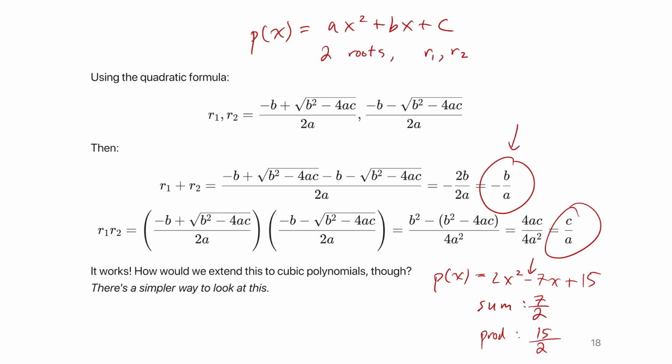What if we wanted to do this for polynomials of degree 3 or 4 or 100? Right? This is all about generalizing this to an arbitrary degree. We can't use the quadratic formula there. So what can we do? And so let's approach the degree 2 case a little differently.